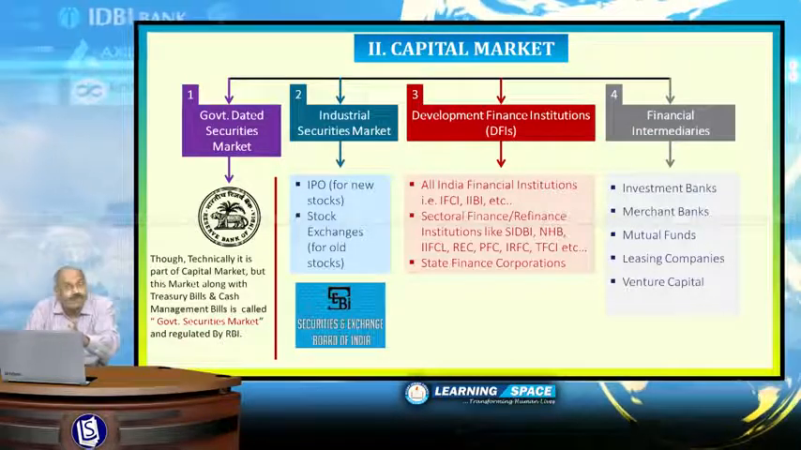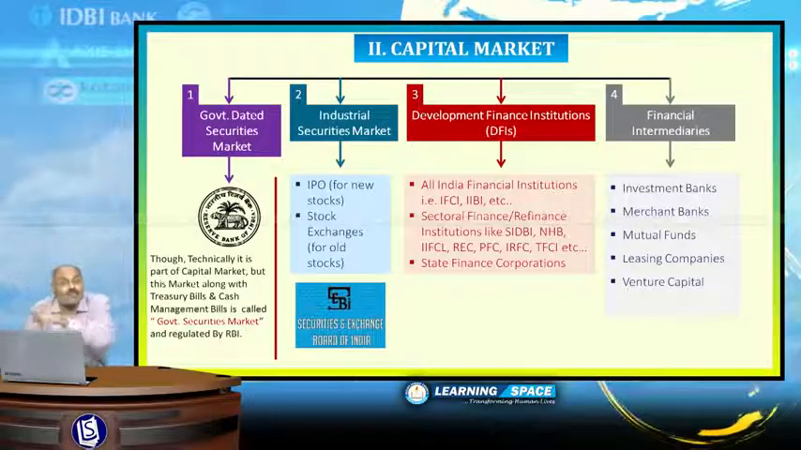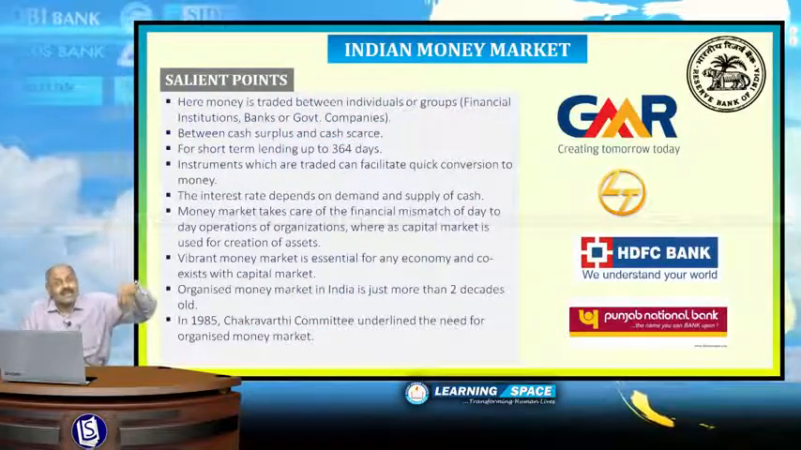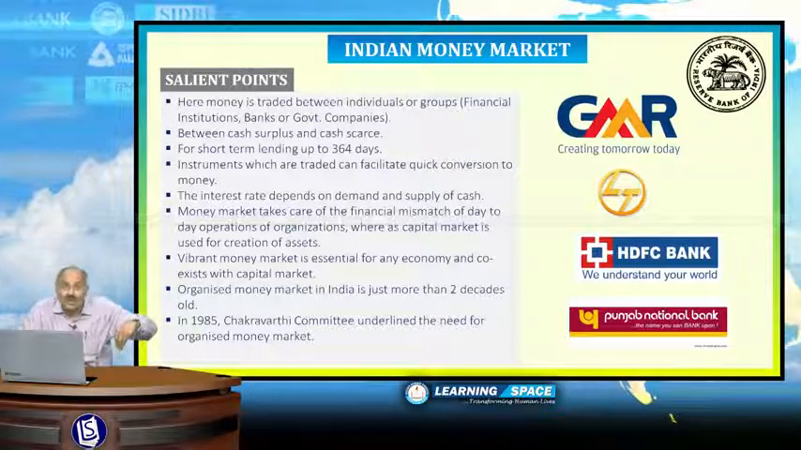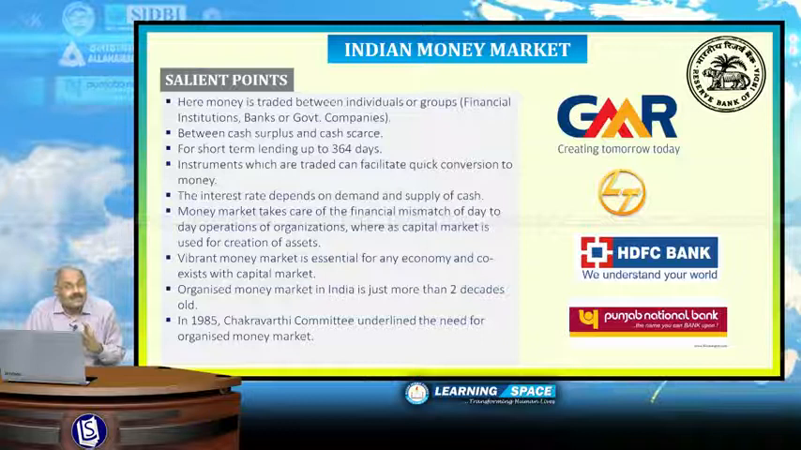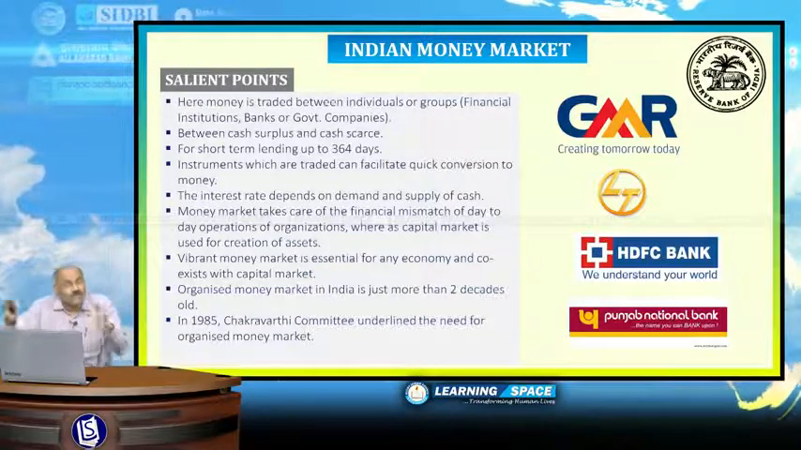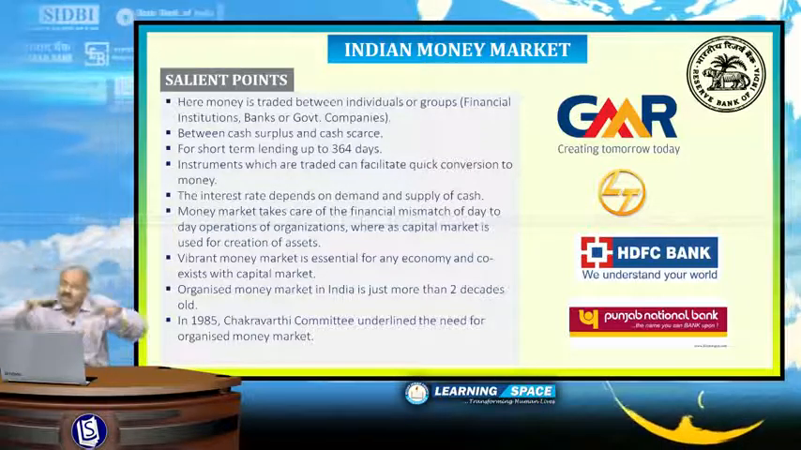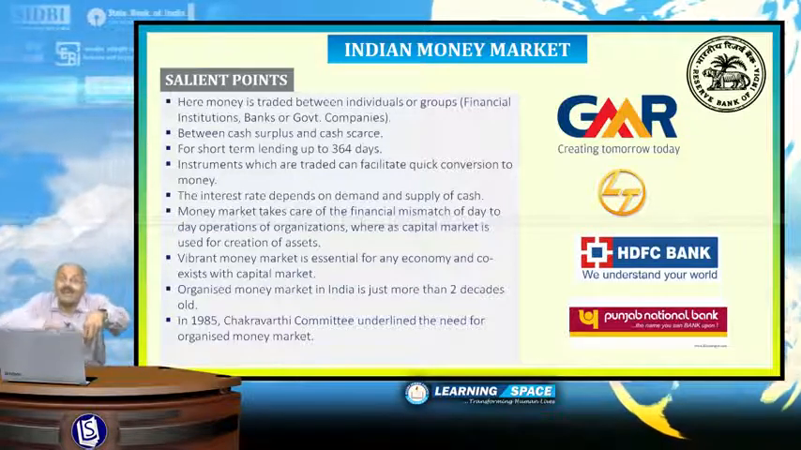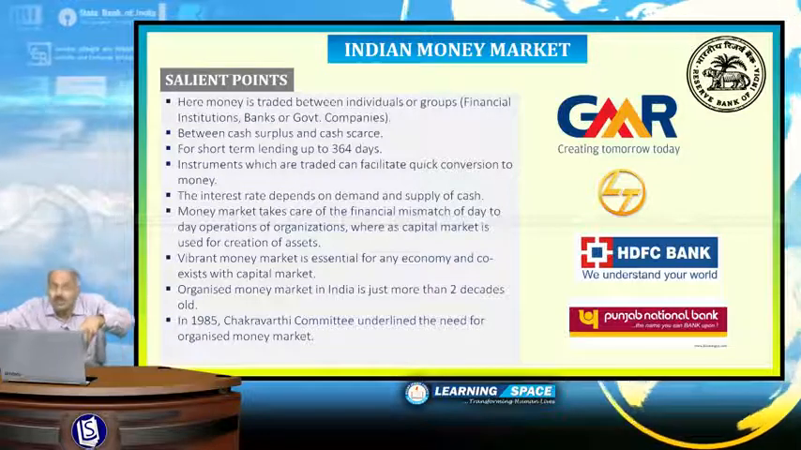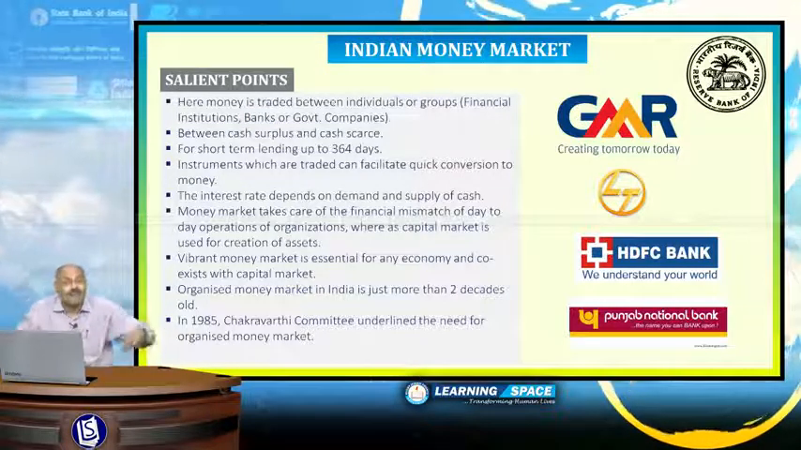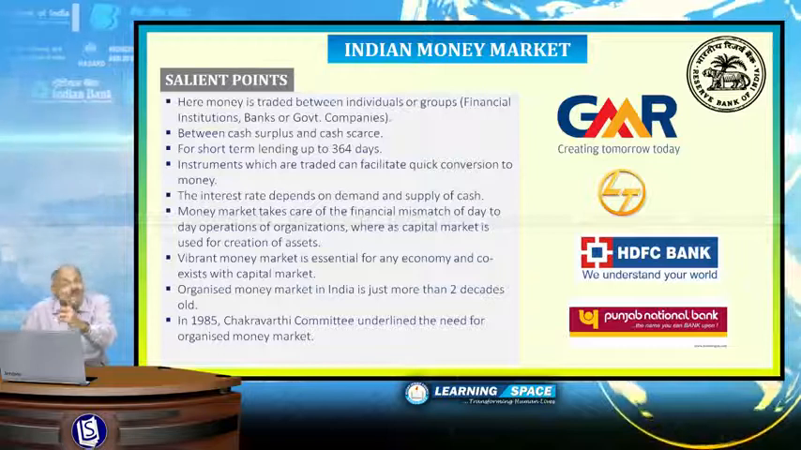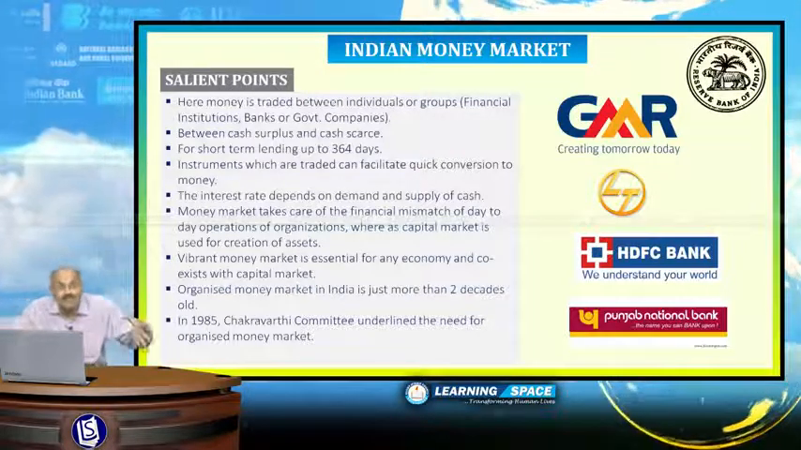This capital market we are going to discuss in the second lecture, and we are going to discuss now the Indian money market, right? Money market is the money traded between individuals or groups. Normally financial institutions and banks participate in this money market process. These are instruments up to a period of 364 days, but there are a few exceptions to this. And these are the instruments which facilitate quick conversion of money. So money market instruments, you can convert them into money without much loss of value, but capital market instruments, please don't forget, you cannot convert into money value at any time you want. That is a major difference.